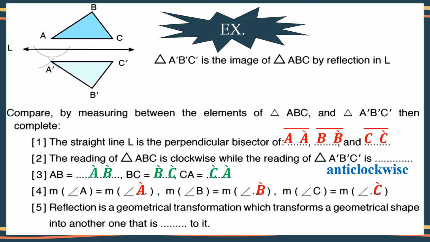Reflection is the geometrical transformation which transforms a geometric shape into another one that is what? That is congruent to it. Congruent to it. Don't forget it. The triangle ABC is congruent to the triangle A dash B dash C dash.